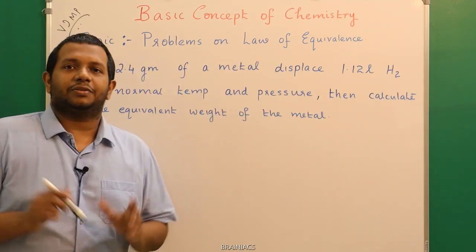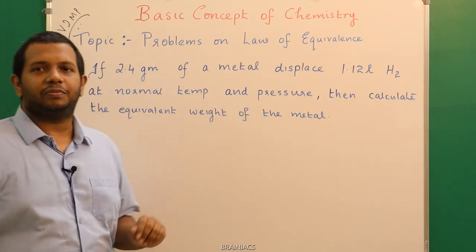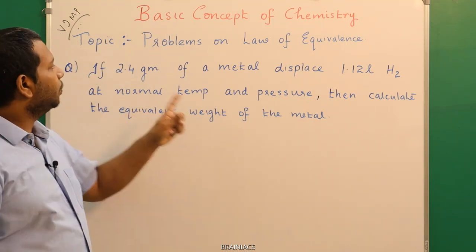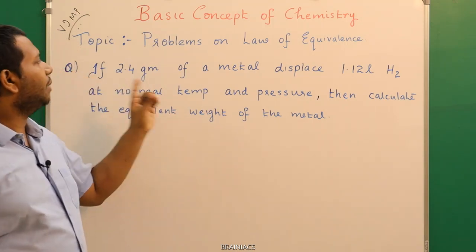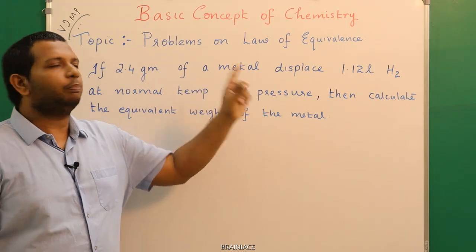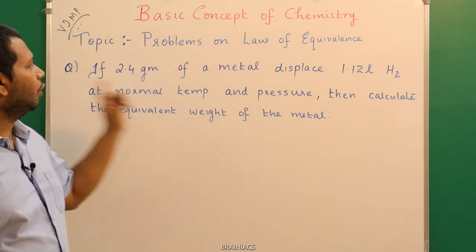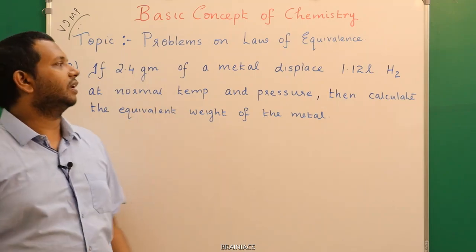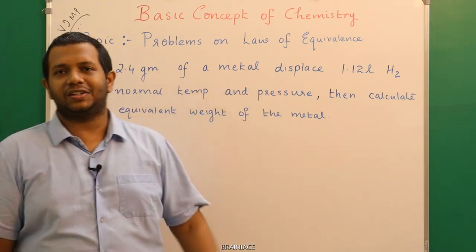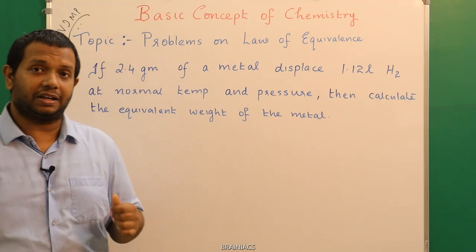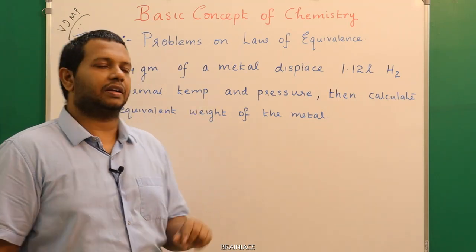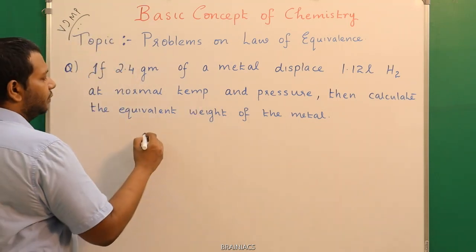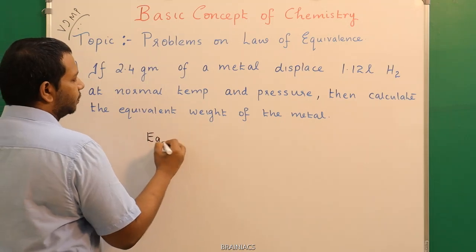Okay. Hi students, we will go with the next problem. So just read it out. If 2.4 gram of a metal displaces 1.12 liter hydrogen at normal temperature and pressure, then calculate the equivalent weight of the metal. So again you know metal and hydrogen is coming. So what is the method you need to apply here? Hydrogen displacement method, correct.